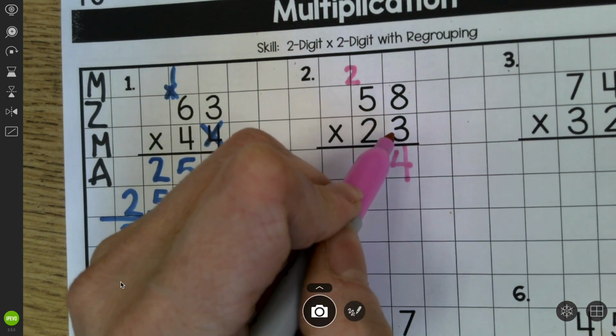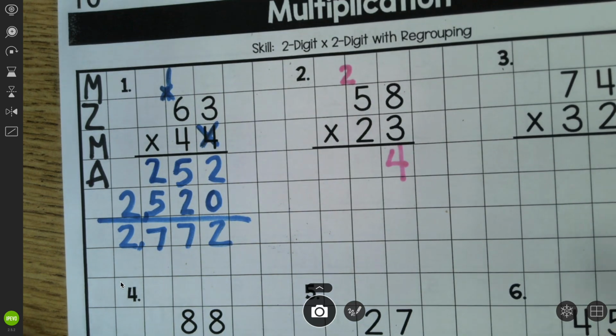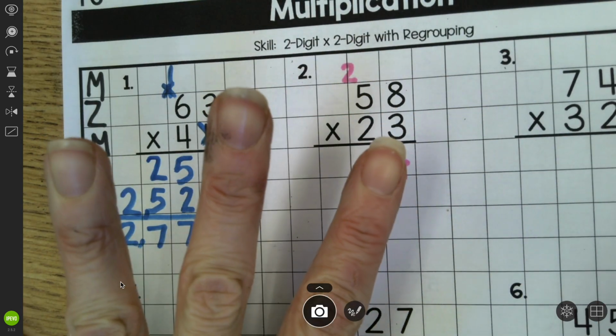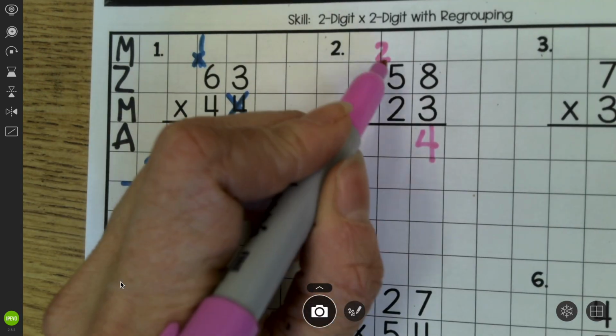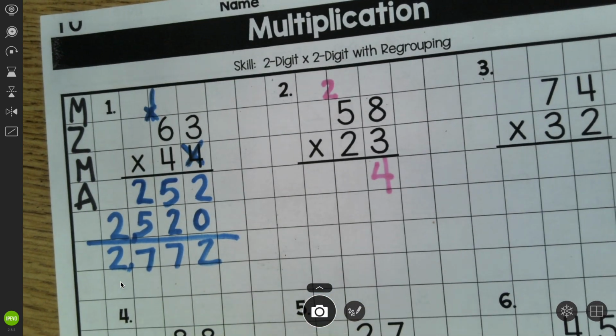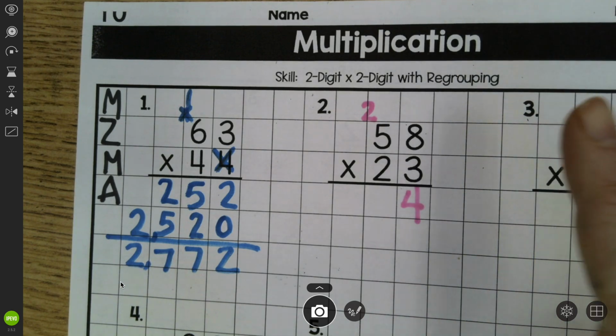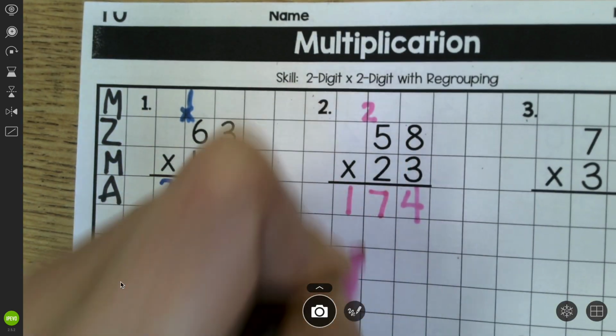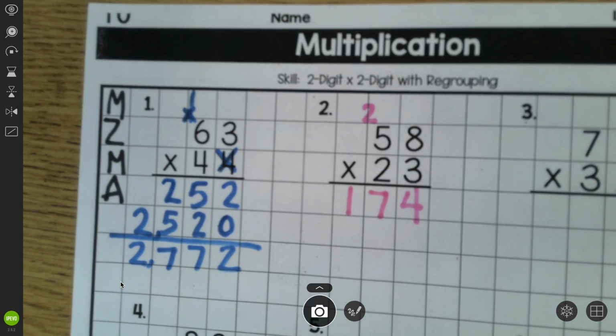Next, I multiply 3 times 5. Here we go. 3, 6, 9, 12, 15. Stop. 15 plus 2. I'm going to put a 15 in my head and count up 2 times. 15, 16, 17. 17. And that's it. Okay?